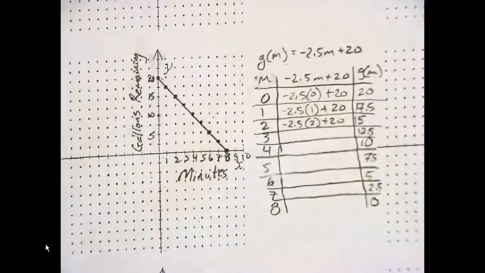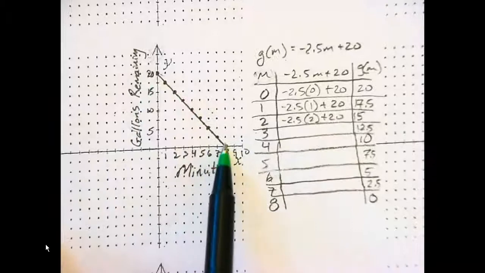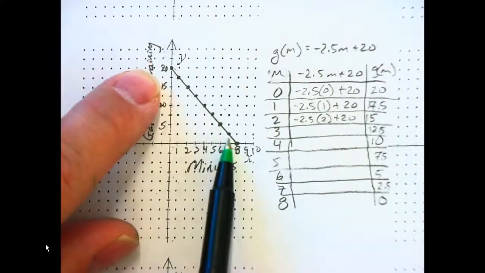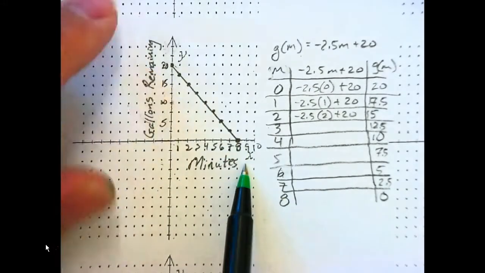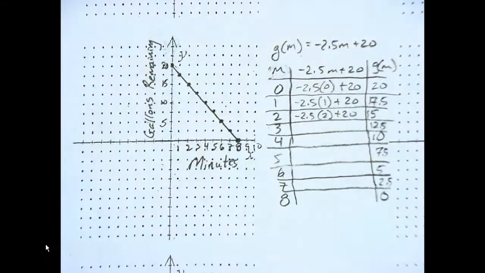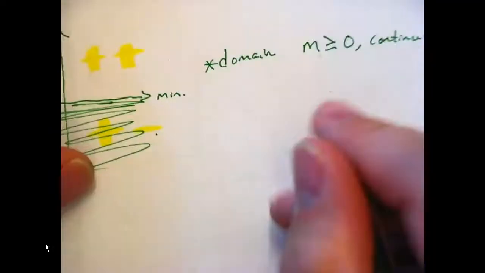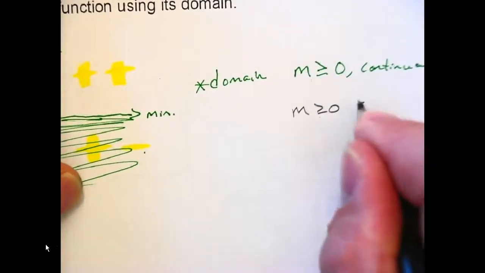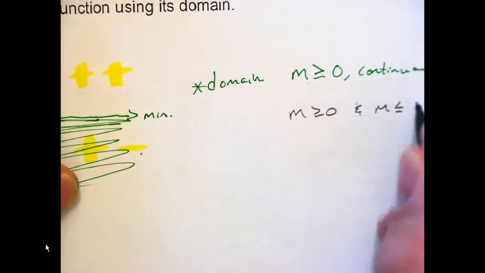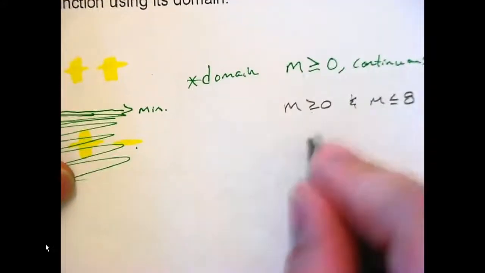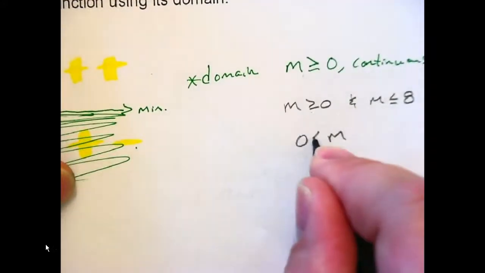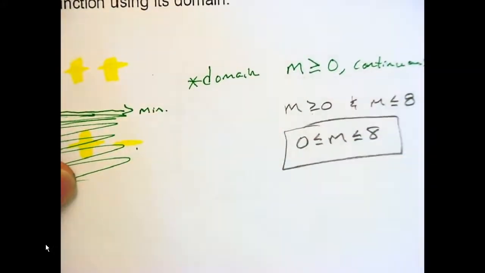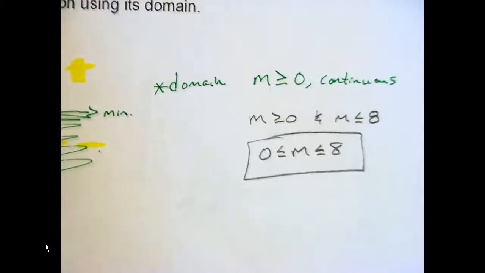So what Bailey was saying, when we graph it, it stops here. Notice there aren't arrows on the end. It starts here, it ends here. You can't put arrows because it doesn't exist down here and up here. Okay, so our domain is actually m is greater than or equal to 0, but m is also less than or equal to 8. So we could write that as this. That is our actual domain. Okay, good job.